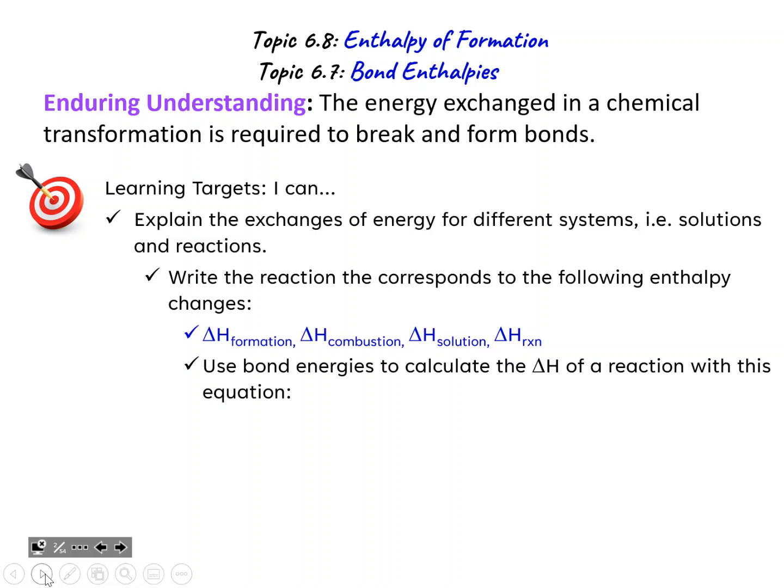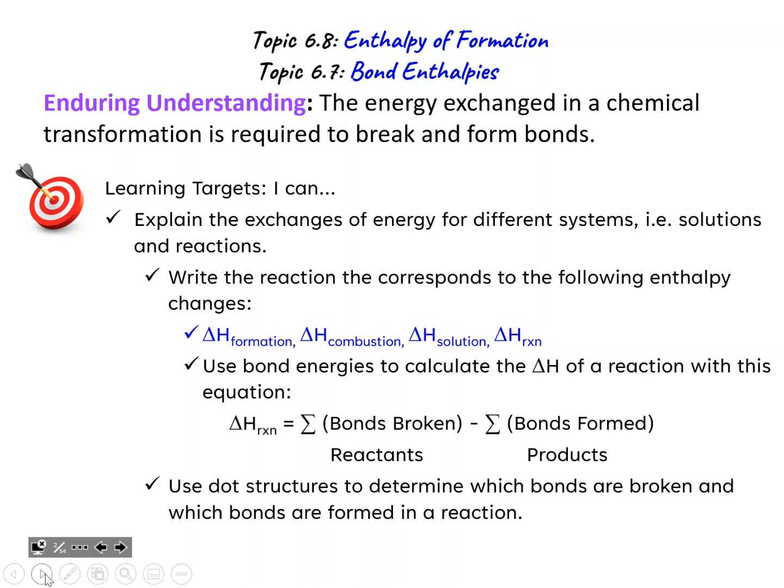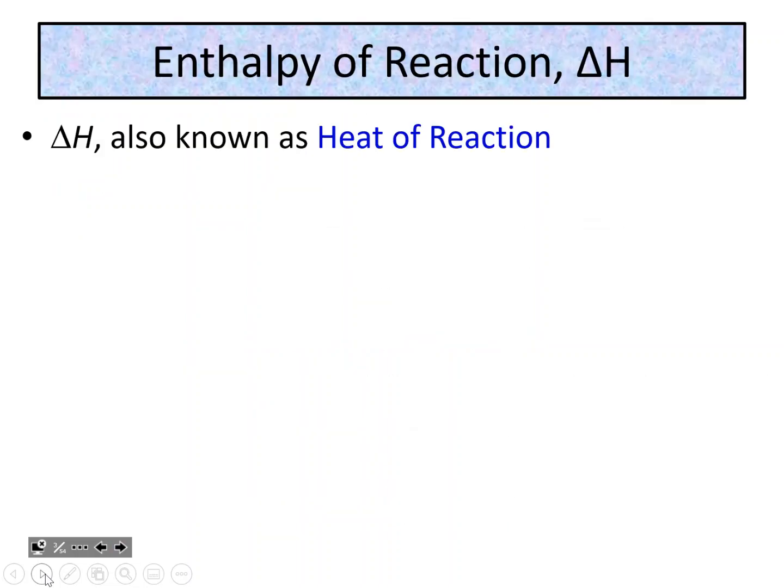So we're going to use bond energies to calculate delta H of reaction with this equation: the bonds broken minus bonds formed, okay? And last but not least, to do the bonds broken, bonds formed, we use the dot structures to count the bonds so that we know that we're calculating correctly. And then we can figure out delta H from there.